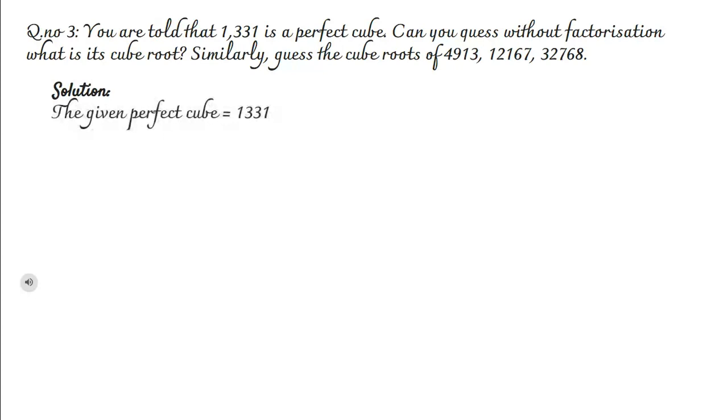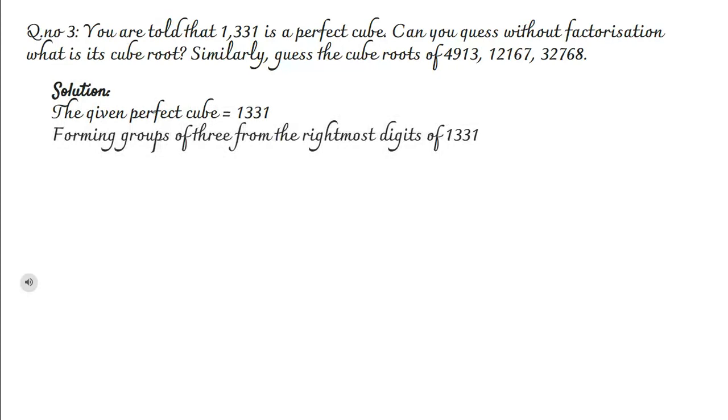So the perfect cube is 1331. Form groups of 3 from the right most digits, that is from the unit digits. Here the first group, starting from unit place, is 331, and in the second group only 1 is there. So see the unit place of the first group, that is the second step. Here the unit place is 1. The cube root of 1 is always 1, so we can guess that the unit digit of the cube root will be 1. Now see the second group.